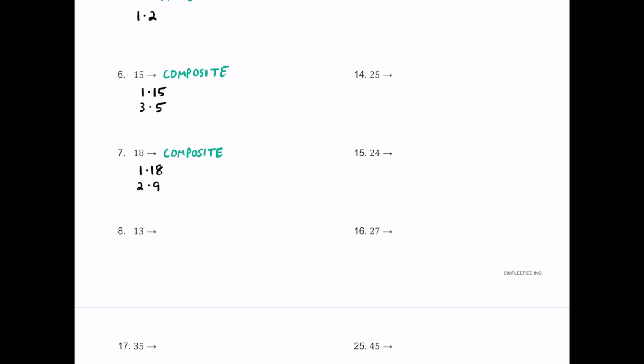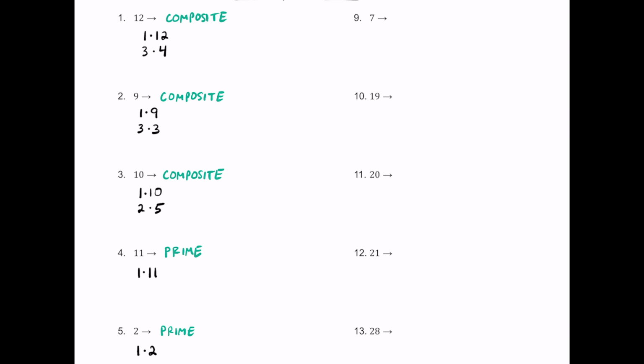All right. For number 8, we have the number 13. So of course we have 1 times 13. I'm trying to think if anything else goes into 13. I can't think of anything else. I think it's the only thing we have here, which makes 13 a prime number. It has exactly 2 factors.